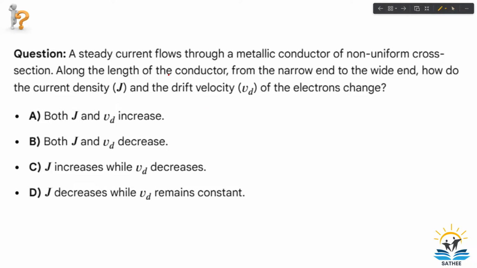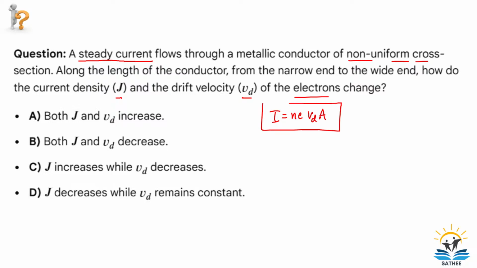Here is the question. A steady current flows. Steady current means constant current; with respect to time, current is not changing. A steady current flows through a metallic conductor of non-uniform cross section along the length of the conductor from the narrow end to the wide end. How do the current density J and the drift velocity Vd of the electron change? We have the expression I equal to n e Vd A. Use this expression and tell me which option is correct.